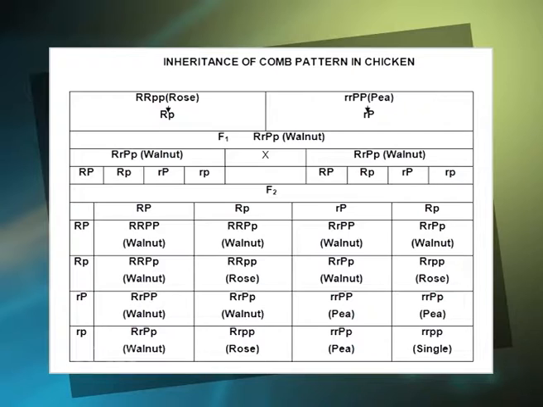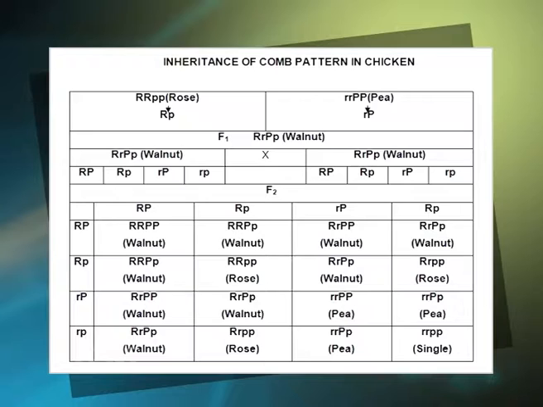When one copy of each gene is present in the chicken, it results in a walnut comb, which has one of four possible gene combinations: capital R, capital R, capital P, capital P. The second possibility is capital R, capital R, capital P, small p. Third possibility is capital R, small r, capital P, capital P, or capital R, small r, capital P, small p.